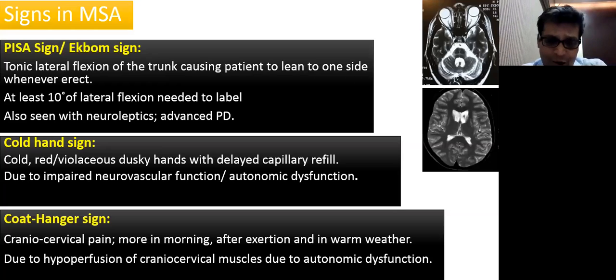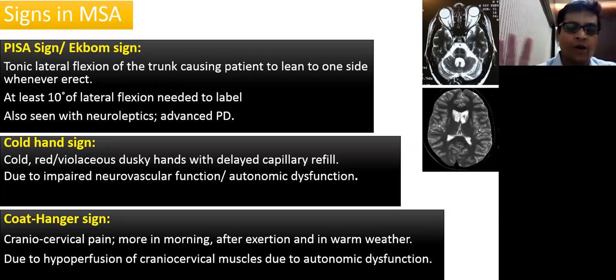Again because of autonomic dysfunction and postural hypotension, due to hypoperfusion of the craniocervical muscles, they give a history of craniocervical pain, typically in the distribution of a coat hanger. And this pain is more in the morning after awakening, and after exertion. And this is called the coat hanger sign or coat hanger pain, seen in 40 to 50% of MSA patients or those MSA patients who have obvious postural hypotension.